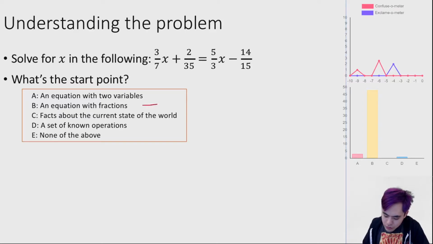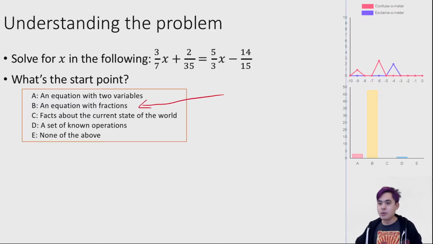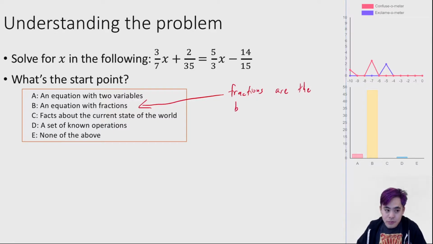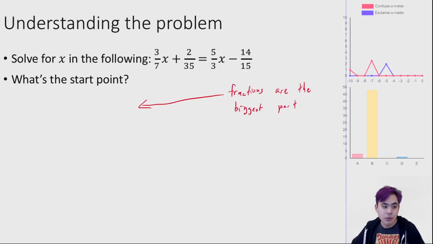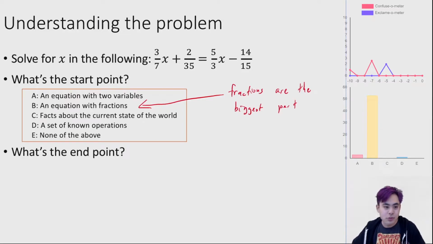So we are looking at fractions. Fractions are the biggest part of this problem, and so it's useful to identify that as the crux of the problem. Okay, so now once you've identified the start point, it's also important to identify the end point. So what's the end point?